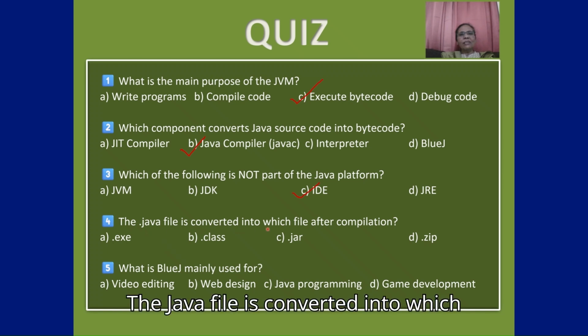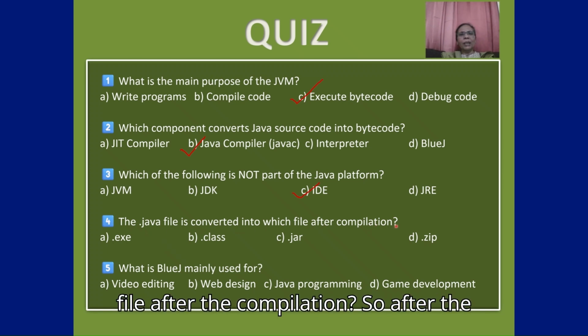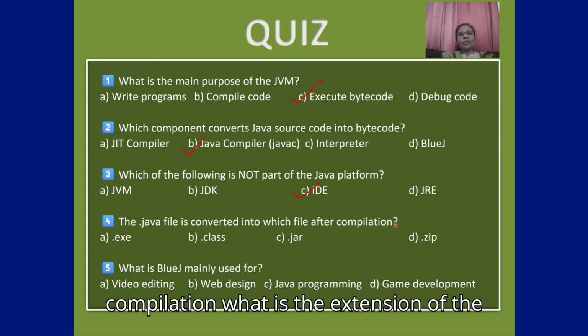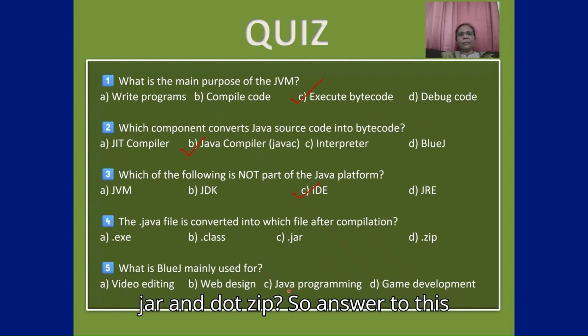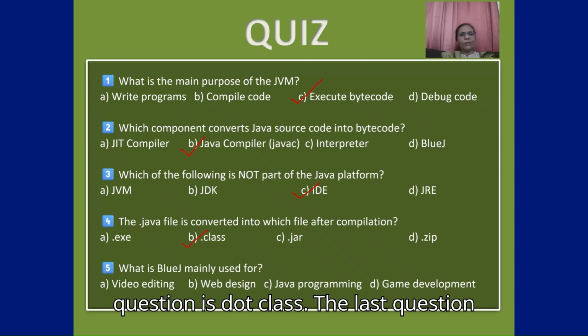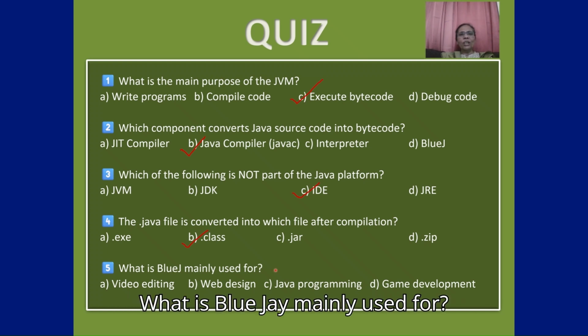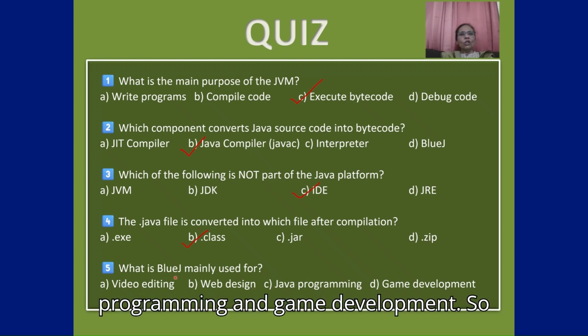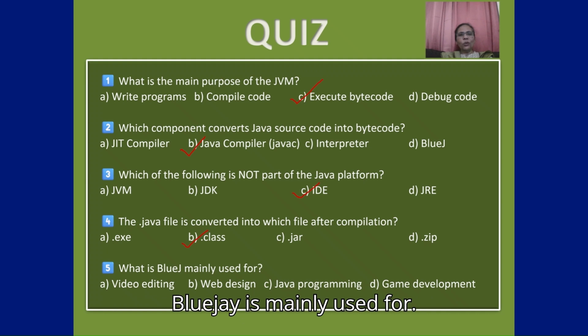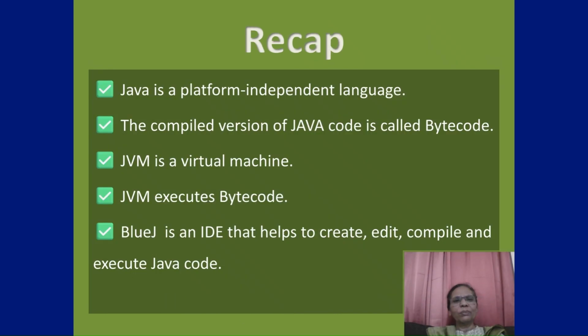The Java file is converted into which file after the compilation? So after the compilation, what is the extension of the file? .exe, .class, .jar, or .zip. So the answer to this question is .class. The last question: what is BlueJ mainly used for? Video editing, web designing, Java programming, or game development. So BlueJ is mainly used for creating Java programs.